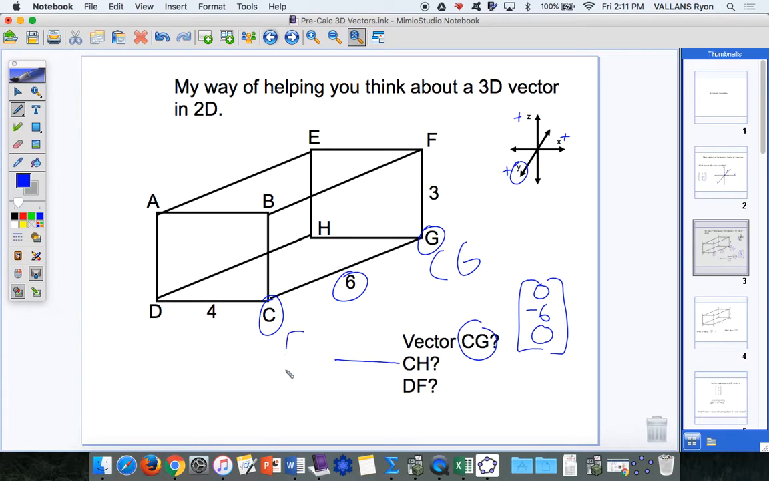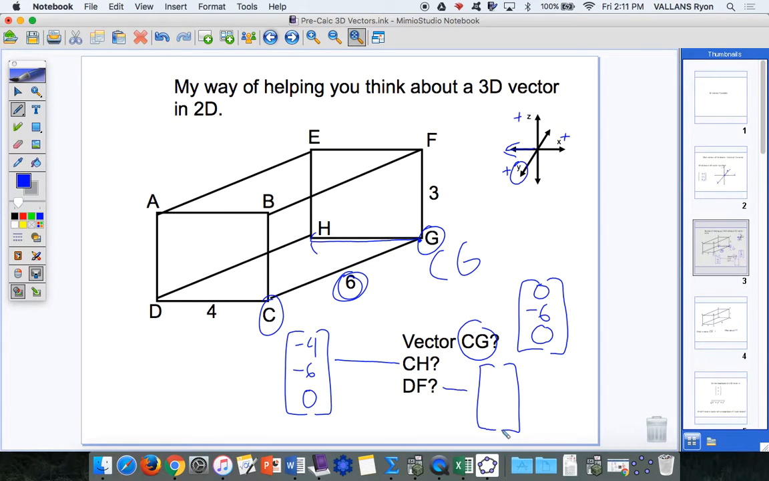CH. So if I go from C to H, well, I still have to go -6 on the y. That would get me to G, but now I've got to go on the H. And since H is the same as my x direction, but in a negative way, I went -4 that way, and 0 on my z. DF.